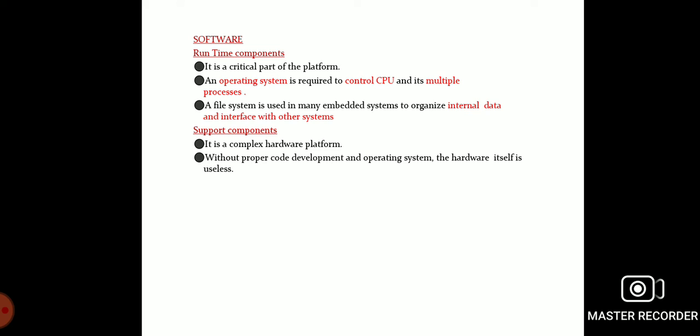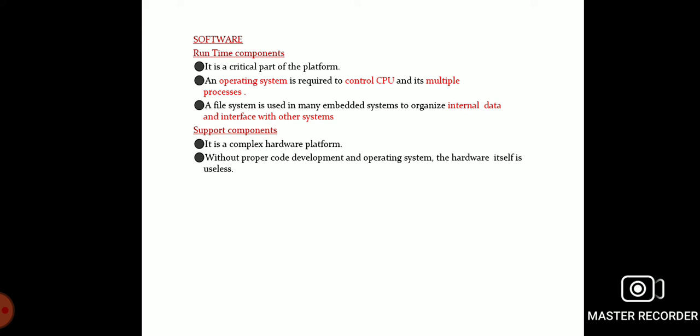Now, what are the software systems? That is the runtime components. It is a critical part of the platform, and an operating system is required to control the CPU and multiple processes. The file system is used in many embedded systems to organize internal data and interface with other systems. That is the supporting components. What are the different supporting components? It is a complex hardware platform; without proper code development and an operating system, the hardware itself is useless.